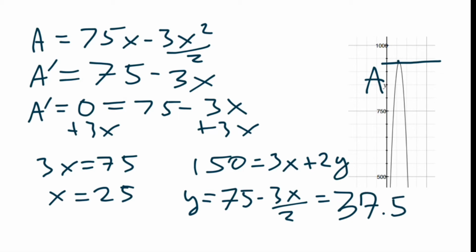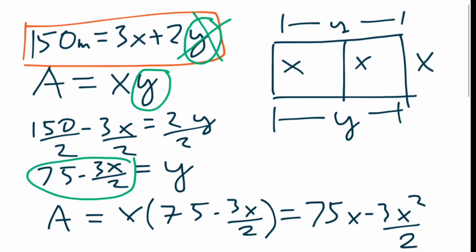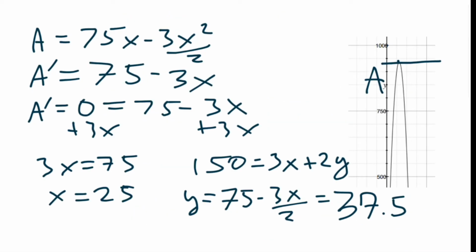Okay, so at this point you would have the dimensions of the pen. This y length would be 37.5. If you want the specific one here, you just divide that by 2. Let's just check what that would be. Over 2, you get 18.75. So you're going to have two pens side by side that are 25 by 18.75.